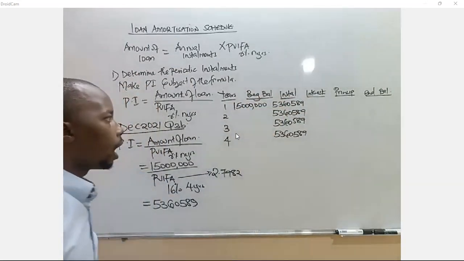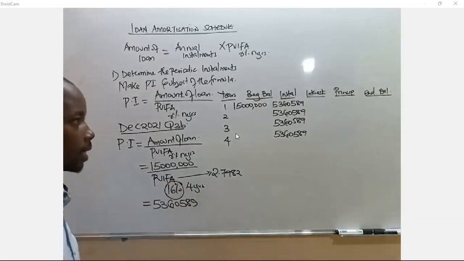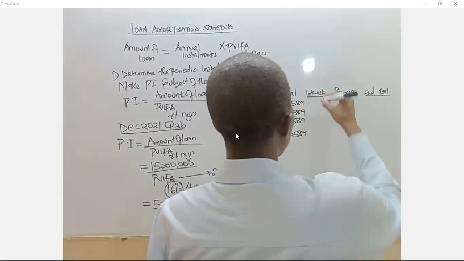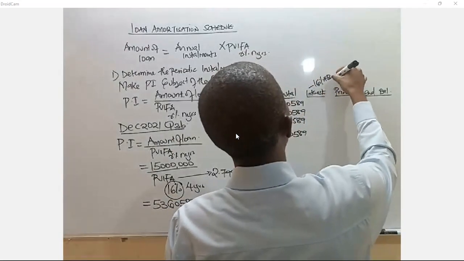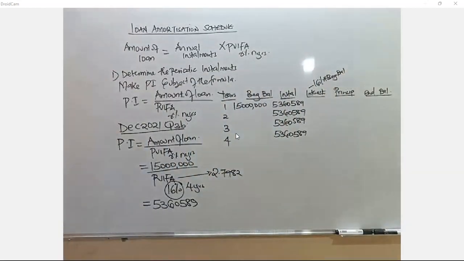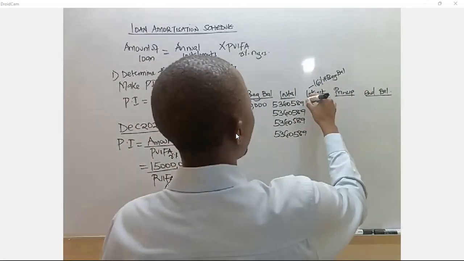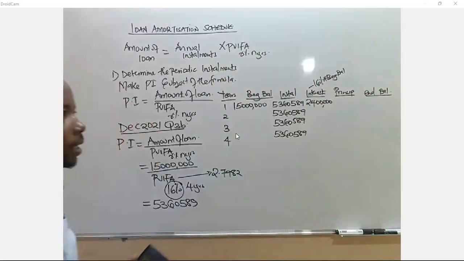Correct. How do we normally determine our interest? You take your interest rate, which is 16%, times bank balance. So in this case, it will be 0.16 times 15 million. And I'm getting here 2.4 million, right?